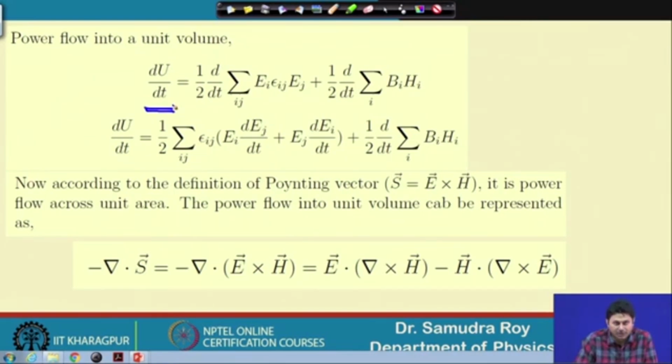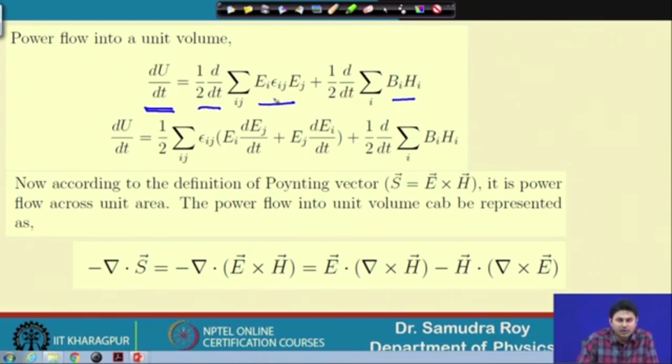This is the amount of power flow per unit volume, because U is the energy density, so the amount of power flow per unit volume. So, when I make a derivative, the derivative will be over this quantity and this quantity, because U was half of this E_ij stuff.